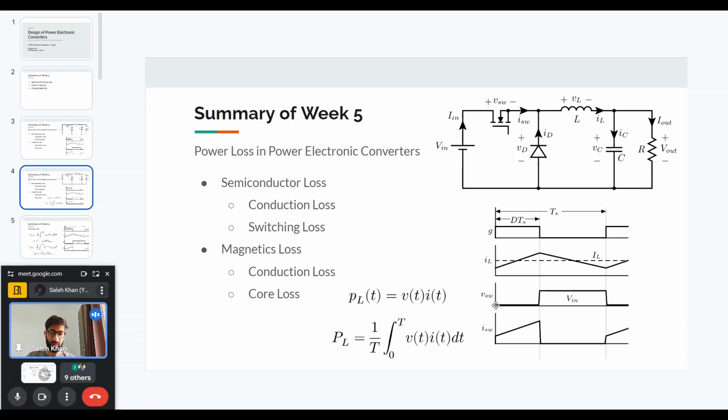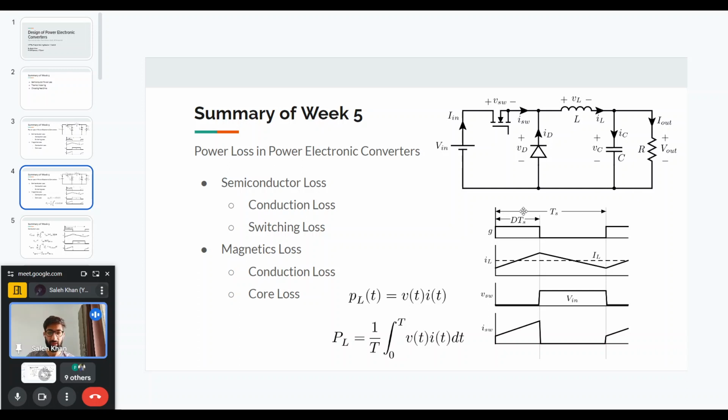So, for example, here, even if we assume that the RDS is constant, since the current through the MOSFET is changing, then V into I will also change. So the power loss will also change. So that is why we usually try to find the average power loss in a particular periodic interval.